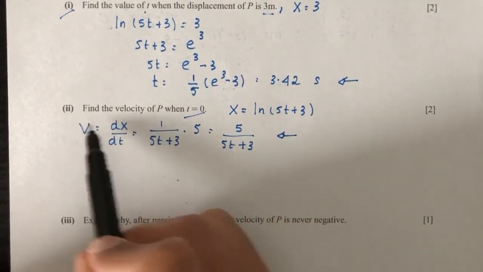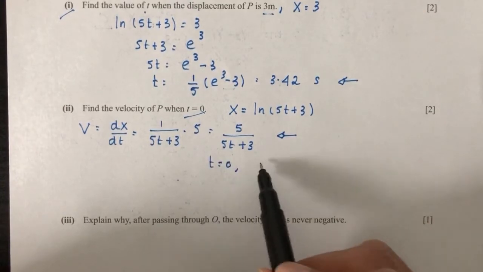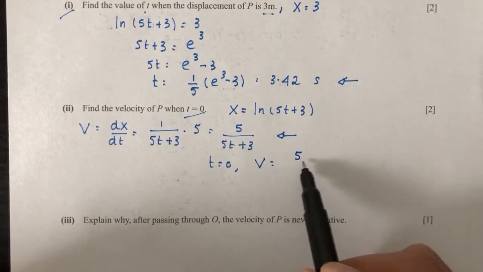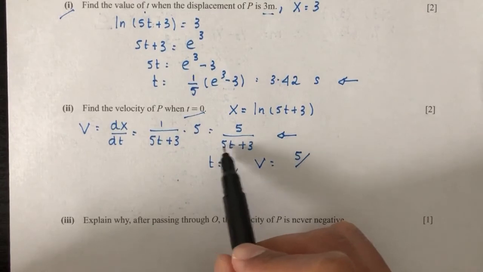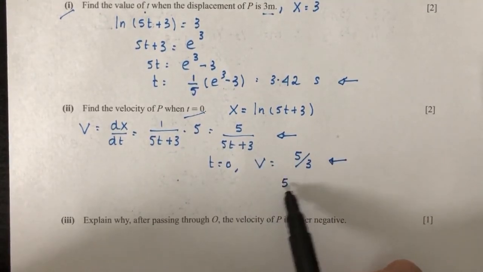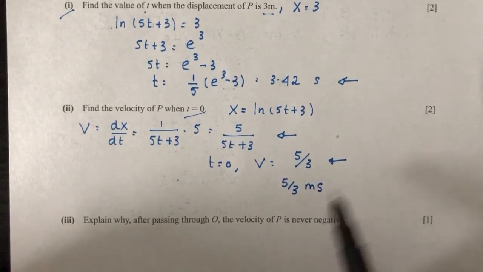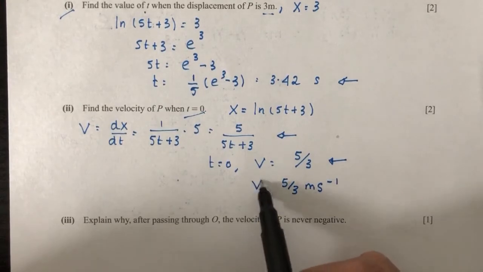Now we have to find v when t equal to 0. So let's replace t equal to 0. v will be 5 divided by, so 0 plus 3 will be 3. So v will be 5 over 3 meter per second. That will be your value of v.